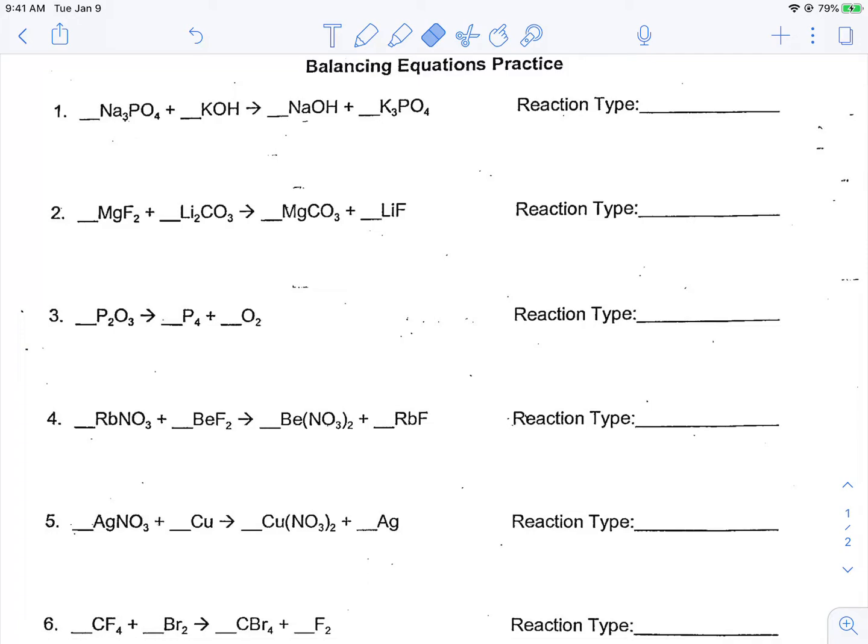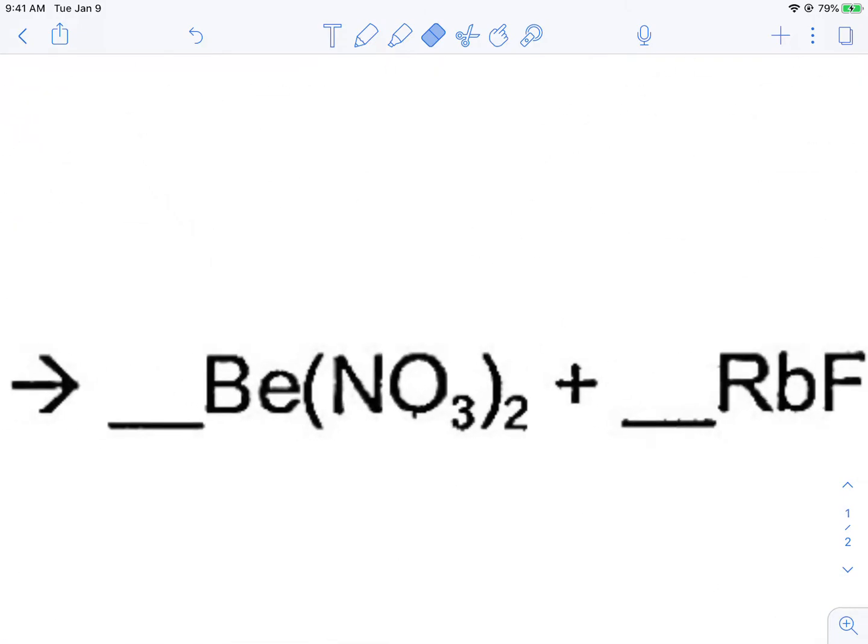Hey gang. All right. Now we're going to do part two of balancing equations. So when you get comfortable with the introductory stuff, you can jump up to equations that have parentheses in them.